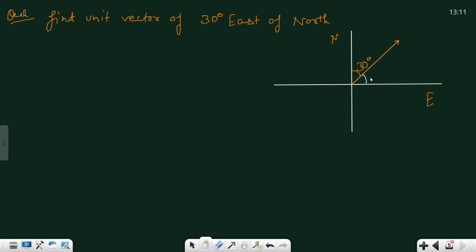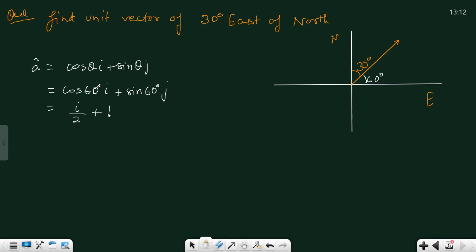This will be 60 degrees. So you can write the vector. This unit vector will be cos theta i plus sin theta j. So we will take this 60 degrees: cos 60 degrees i plus sin 60 degrees j, which equals i/2 plus √3 j/2. So that equals (i + √3 j)/2. This is the answer. Clear?